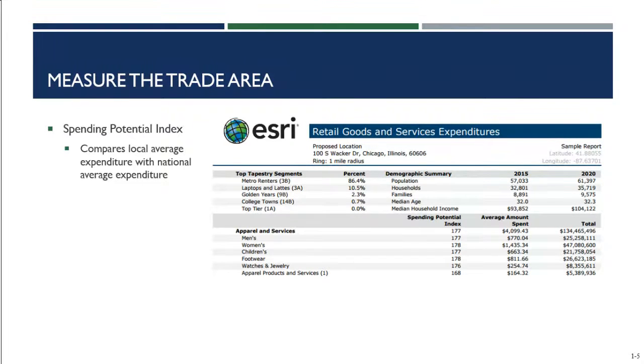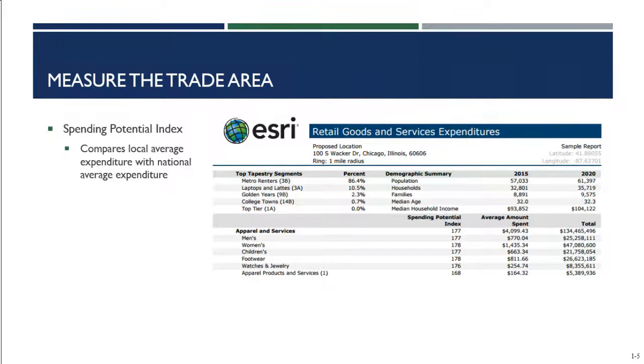So if you look at men's apparel, which is the first item under apparel and services, the spending potential index is 177. What that means is that expenditures on men's apparel in Chicago, Illinois are 77% higher than spending on men's apparel nationwide. On average, men spend $770 per year on apparel in Chicago.